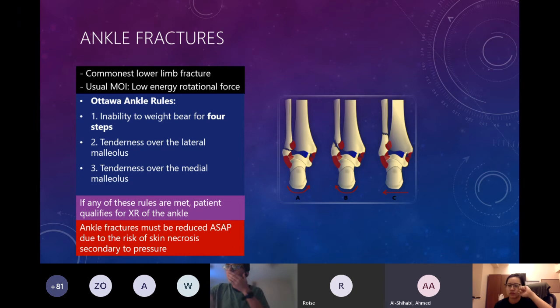Would you be able to load bear after reduction? So with A, if it's put in what's called a moon boot, yes, you can. If it's casted, then usually they're on crutches. If they've had an operation, then they don't weight bear until I think it's usually at least 6 weeks until they'd have to weight bear.